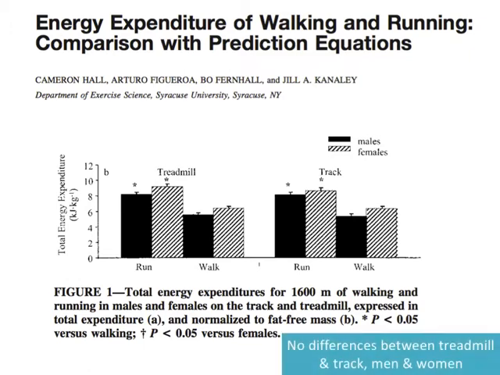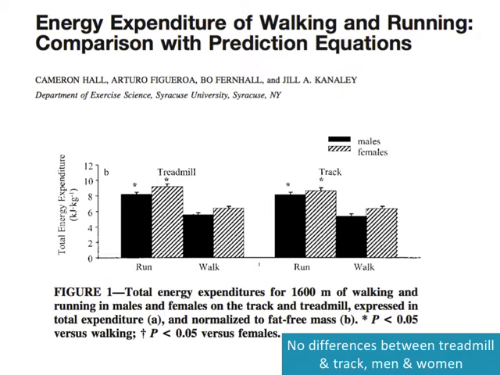First thing I want you to notice, absolutely no difference between treadmill versus track or men versus women. So men in closed bars, women in hatch bars, these are the same height. They're not statistically significant. The groups are the same. Men versus women, similar expenditure. Track versus treadmill, similar expenditure.